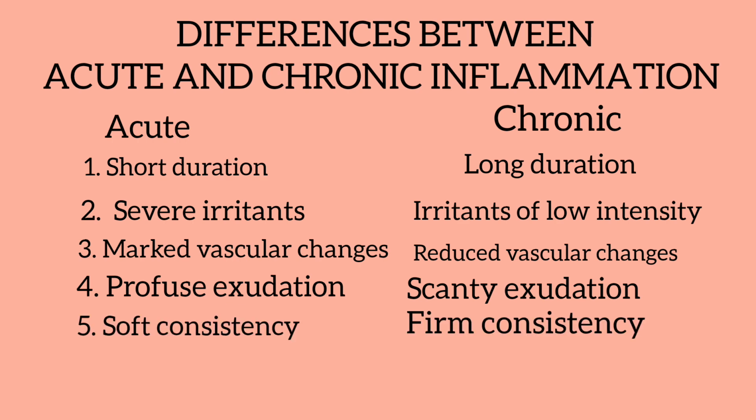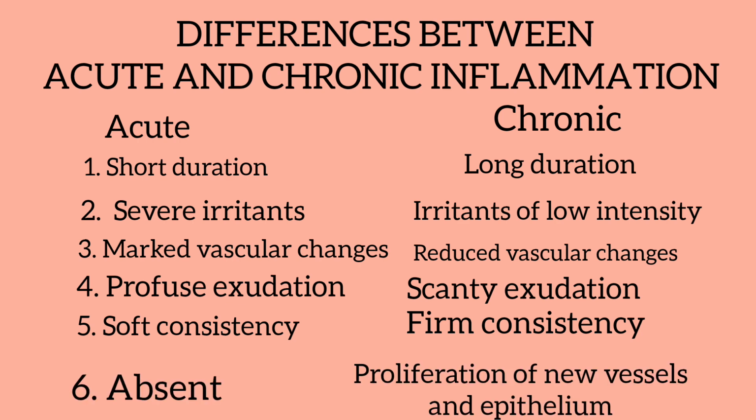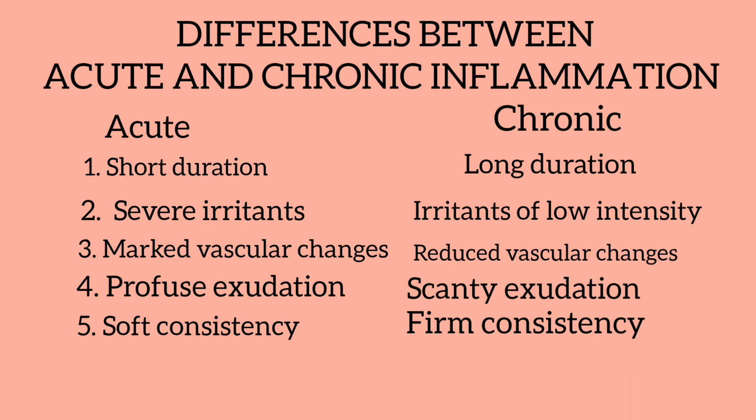In acute inflammation, it has a soft consistency, while chronic inflammation has a firm consistency. Then in chronic inflammation, there is proliferation of blood vessels and epithelium, while in acute inflammation, it is absent.